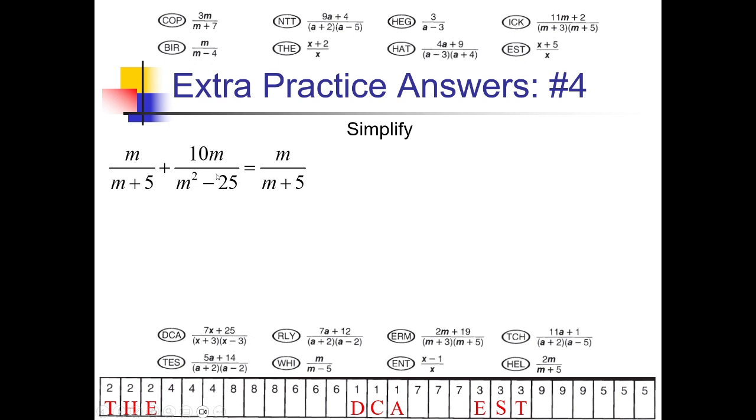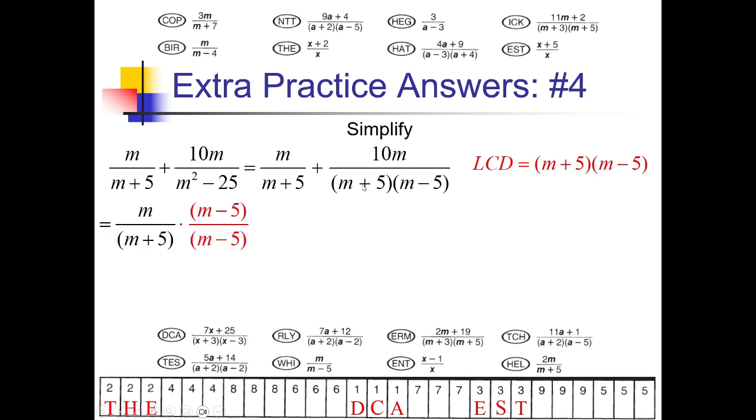So that'll be m plus 5 and m minus 5. So m plus 5, m minus 5, that's got to be in my LCD. And then this m plus 5 is already covered by what I wrote there. But I can multiply that first fraction by m minus 5 over itself to get this whole LCD there. Second fraction I'll leave the same for now.